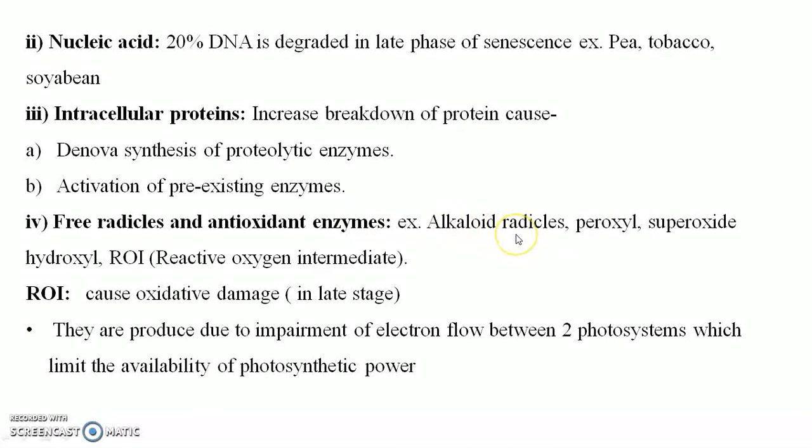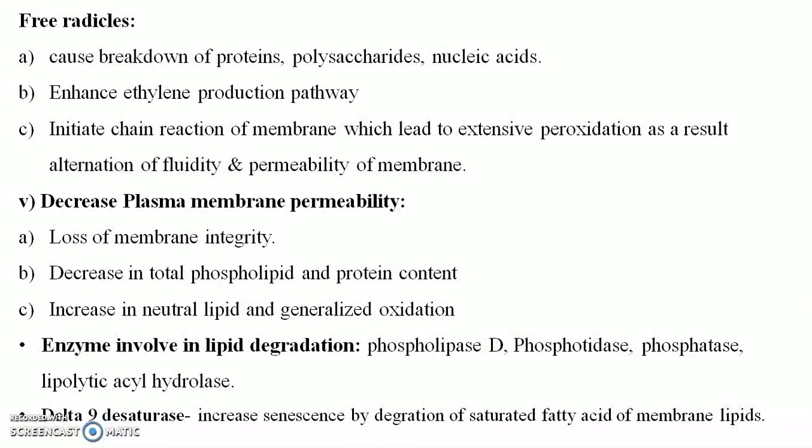Examples: alkoxyl radicals, peroxides, superoxides, hydroxyl, ROI, reactive oxygen intermediates. Reactive oxygen intermediates cause oxidative damage in the late stage of senescence. They are produced due to impairment of electron flow between two photosystems, which limits the availability of photosynthetic power. Free radicals cause the breakdown of proteins, polysaccharides, and nucleic acids.